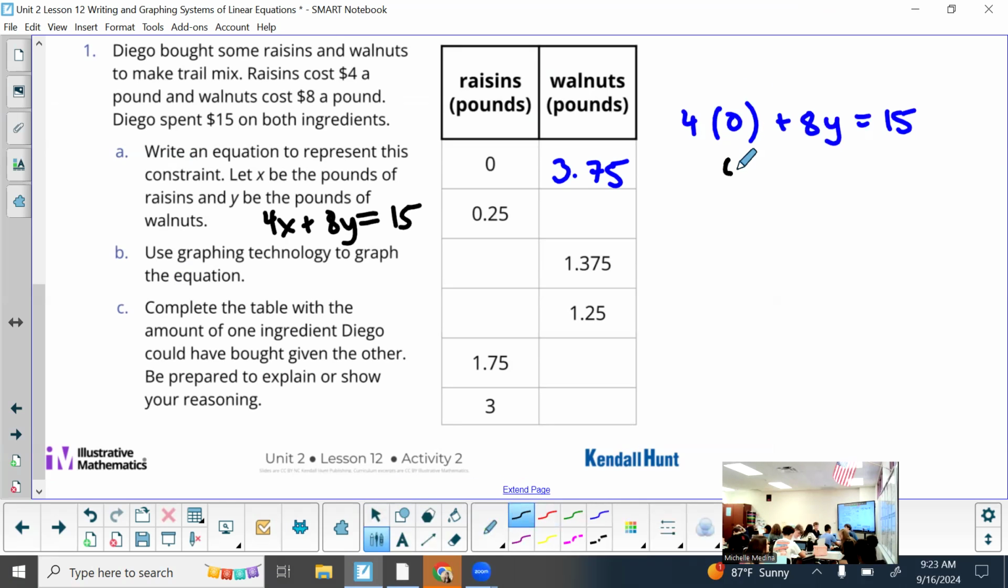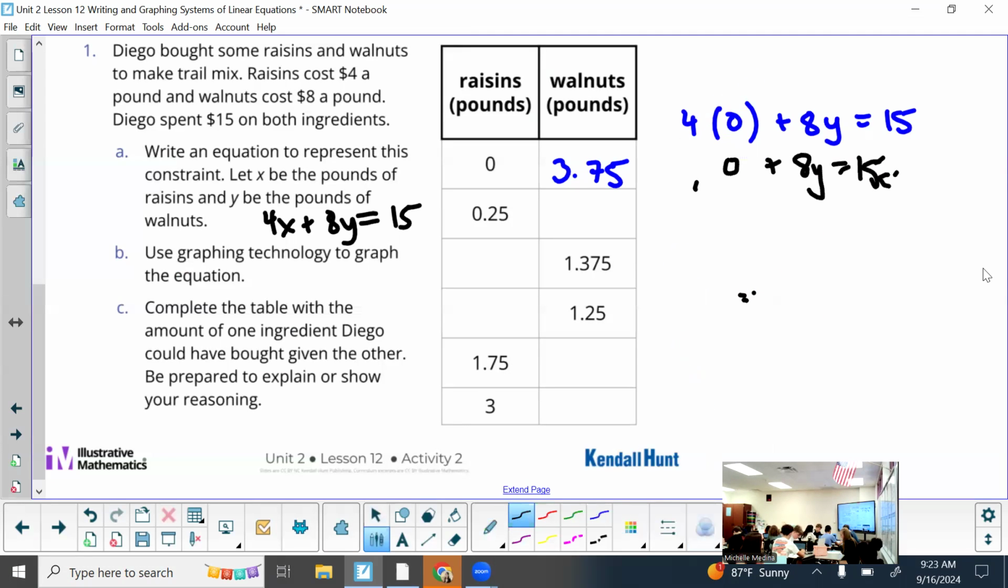All right. What is 0 plus 8y? 8y, good. And then we want to isolate the y. So how would I do that? What's the opposite of multiplying by 8?